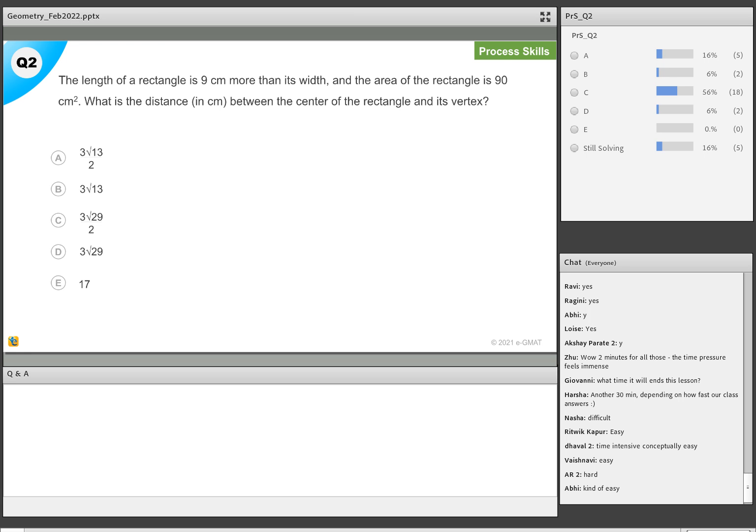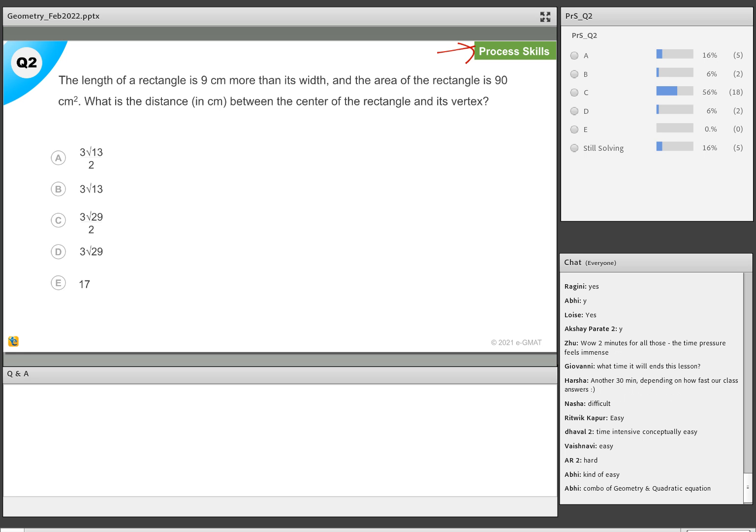Okay, so this is also, as per me, an easy question. These are all fundamentally building those process skills. These are not those tough questions that we started our day with. It's a combination of geometry and quadratics, absolutely. So what do we know? Length of a rectangle is 9 centimeter more than its width.